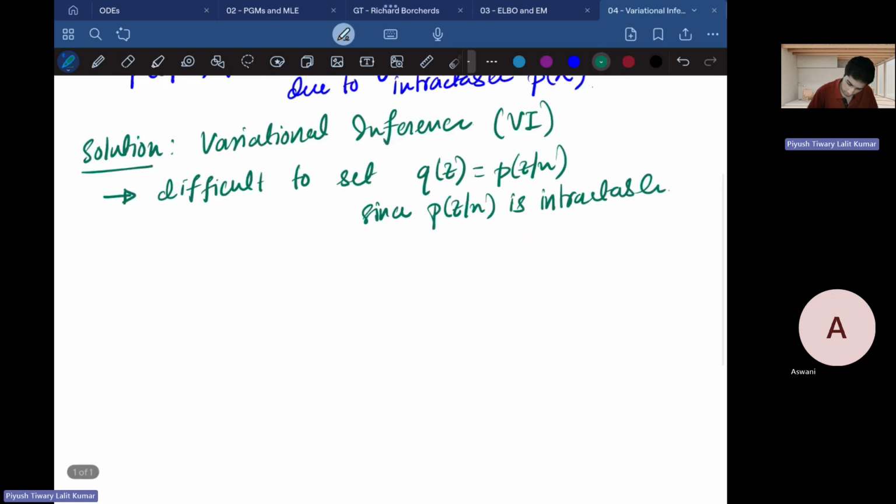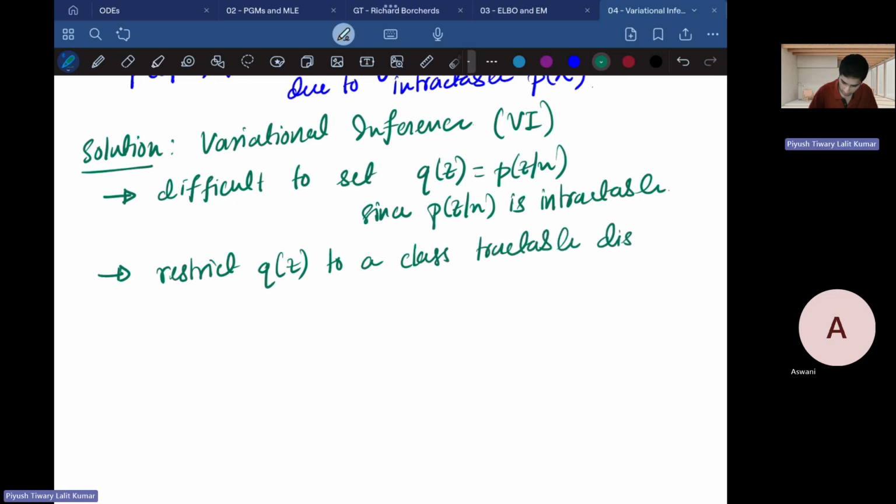So the solution is to restrict Q of Z to a class of tractable distributions, and then maximize the ELBO.